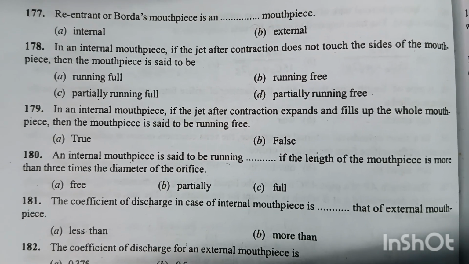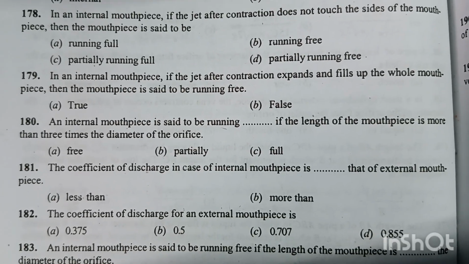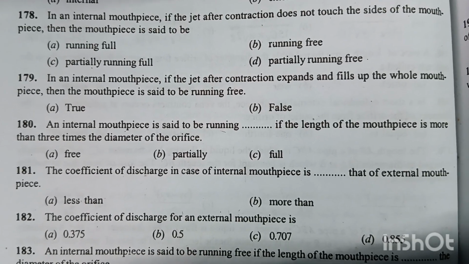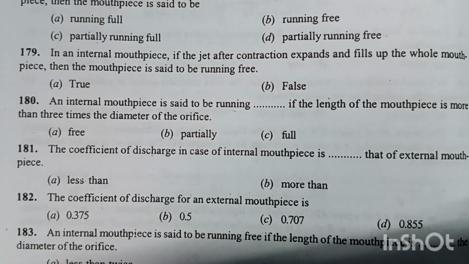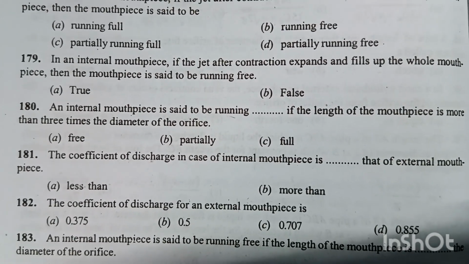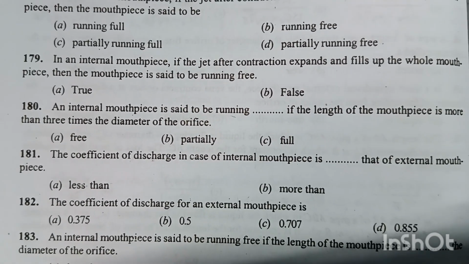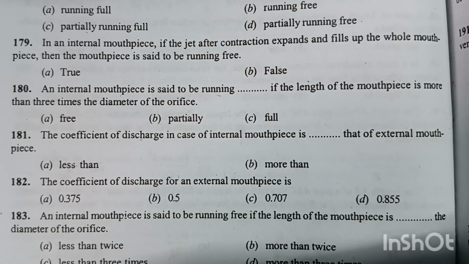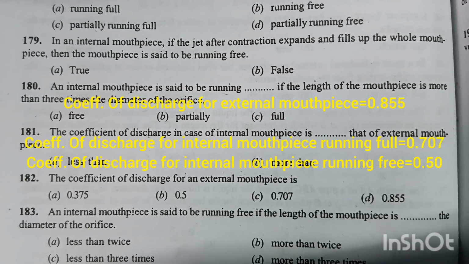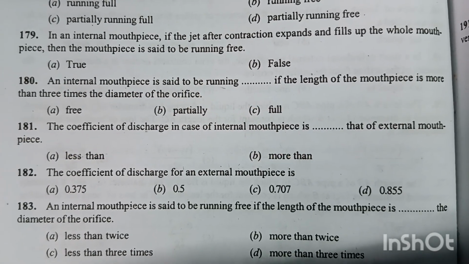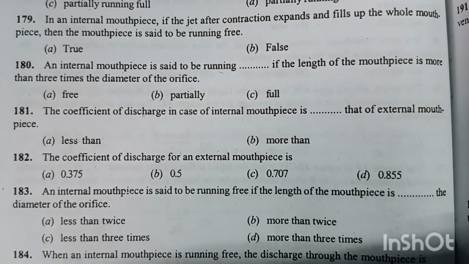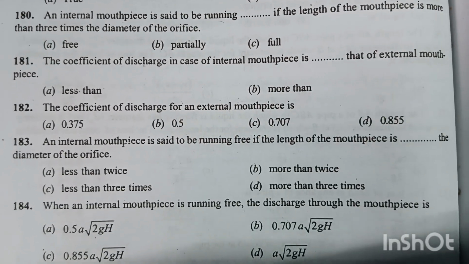False. Question number 180. An internal mouthpiece is said to be running full if the length of the mouthpiece is more than 3 times the diameter of the orifice. Option C is right answer. Question number 181. The coefficient of discharge in case of internal mouthpiece is less than that of external mouthpiece. Question number 182. The coefficient of discharge for an external mouthpiece is 0.855. Option D is right answer. Question number 183.